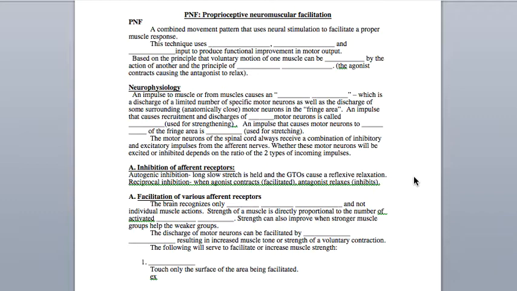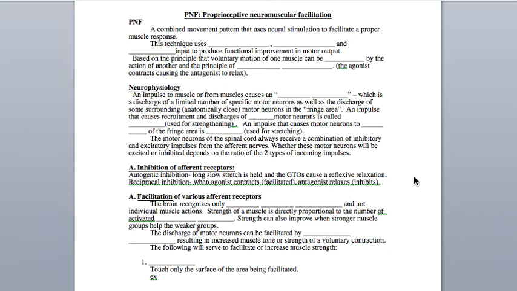now that you've seen some examples of it. So we have a combined movement pattern that uses neural stimulation to stimulate or facilitate or inhibit a proper muscle response. So we're trying to get a muscle to contract, either contract at all or a greater, stronger contraction. This technique uses proprioceptive, cutaneous, and auditory input to produce functional improvement in motor output.